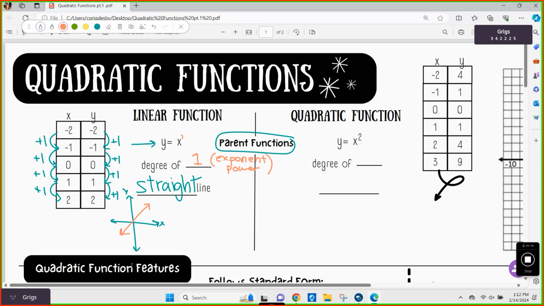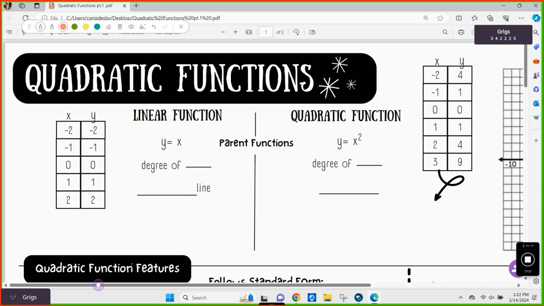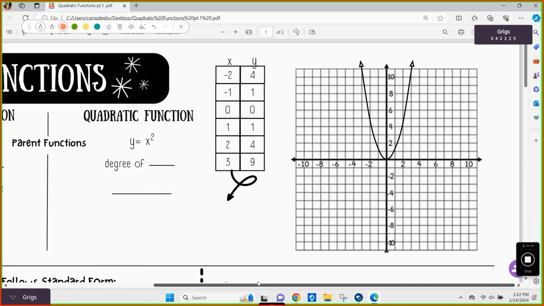So before I started really yapping about quadratics, I wanted you to know the basics of linear, which is what we've been working on the past 2 years. Now for the fun stuff. A quadratic function, first off, is y equals x squared. So we're actually squaring the value. Therefore, it would have a degree of 2.